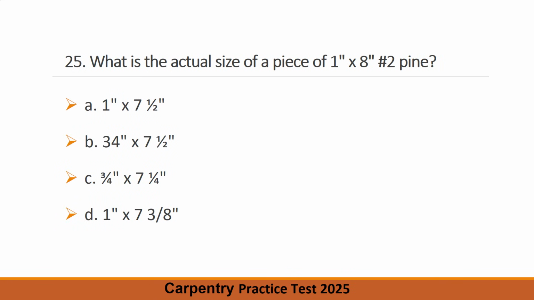25. What is the actual size of a piece of 1 inch by 8 inches No. 2 pine? A. 1 inch by 7.5 inches. B. 3/4 inch by 7.5 inches. C. 3/4 inch by 7.25 inches. D. 1 inch by 7 3/8 inches.